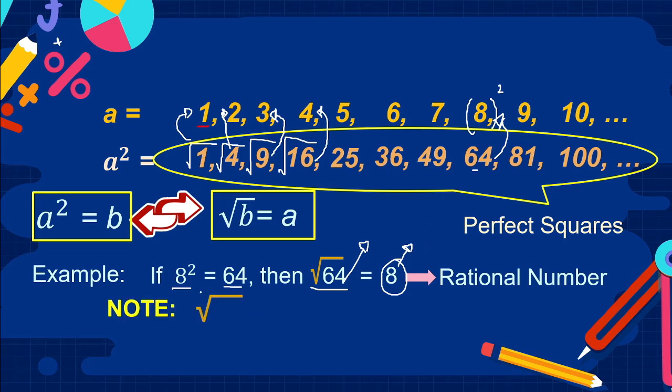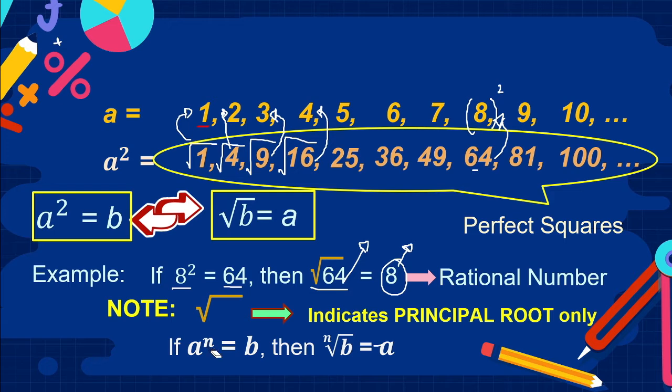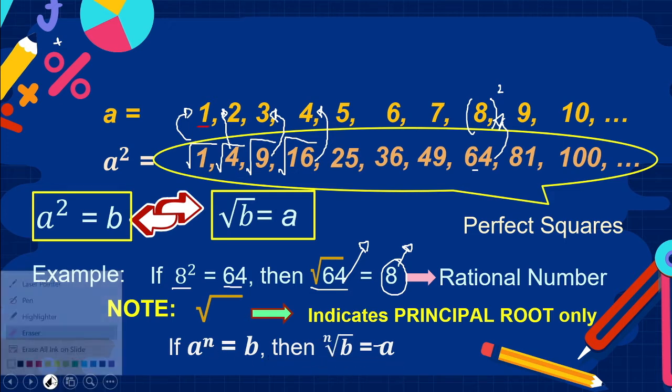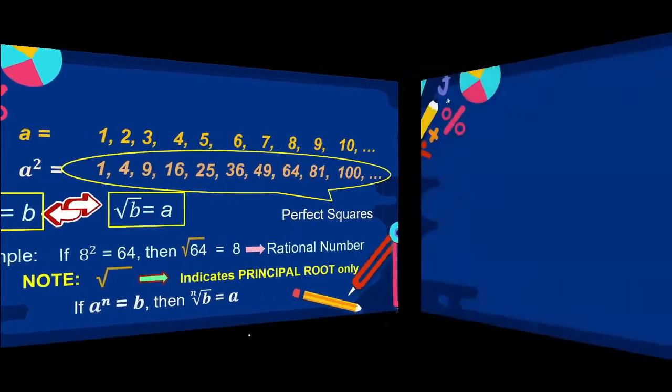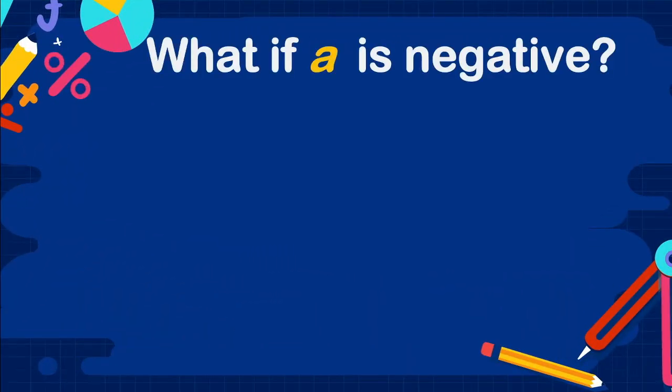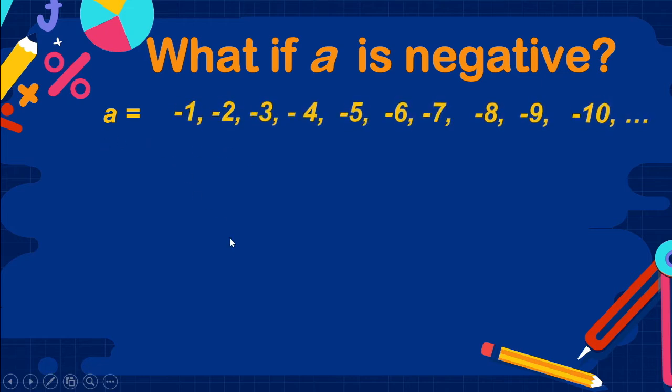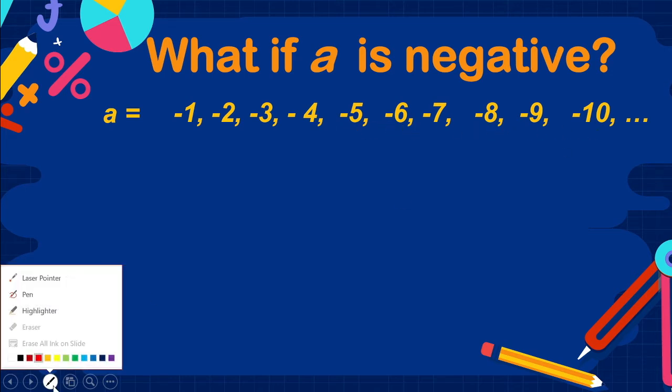Note that this symbol indicates principal root only. So, if a raised to n is equal to b, then the nth root of b is equal to a. What if a is negative? Suppose we have a is equal to negative 1, negative 2, negative 3, negative 4, negative 5, negative 6, negative 7, negative 8, negative 9, and negative 10.